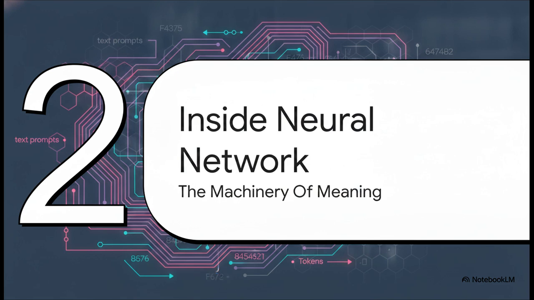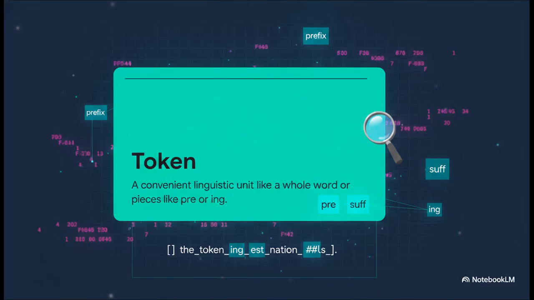Moving on to Part 2. Inside the neural network. Stepping into the actual machinery of meaning, the absolute first thing to understand is that the AI doesn't read words the way you or I do. It processes what are called tokens. Now, a token is just a convenient linguistic unit. Sometimes it's a whole word, sure, but a lot of times it's just a chunk of a word, like the prefix pre or the suffix ing. And this brilliant little abstraction is exactly how the model handles complex compound words, rare terms, and, yeah, occasionally how it accidentally invents completely new hallucinated words.